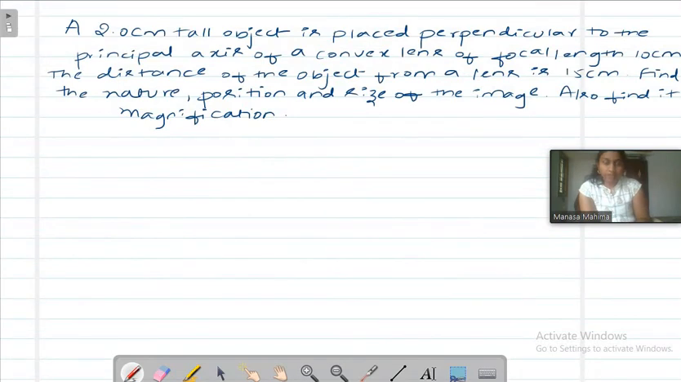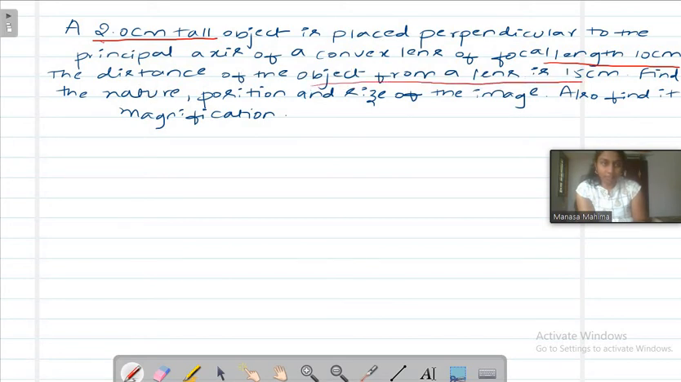Okay, next problem. What have they given? A 2 centimeter tall object is placed. Okay, they have given the height. Tall means height. The height of the object they have given is placed perpendicular to the principal axis of a convex lens of focal length 10 centimeter. Okay, the distance of the object from the lens.